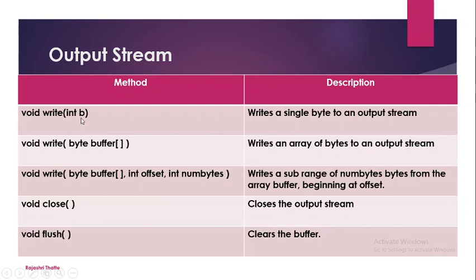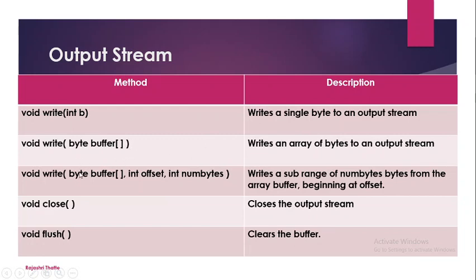If we want to write more bytes at a time, we can use a buffer, as we had used with the read operation. So here, write with a byte buffer. As per the size of the buffer, the entire buffer can be written to your output stream. It writes an array of bytes to an output stream. If the buffer size is 5, all 5 bytes can be written at one time to the output stream. If the size is 10, you can write 10 bytes at a time, like this.